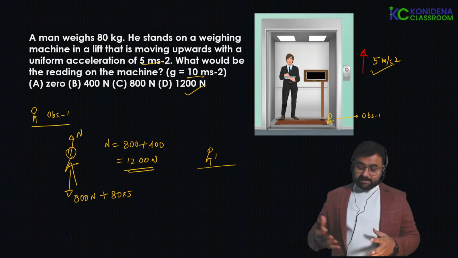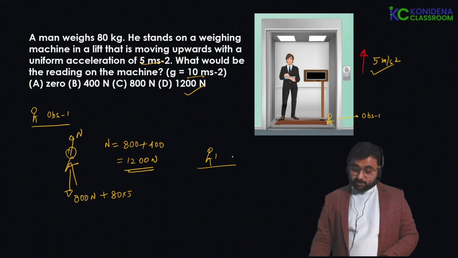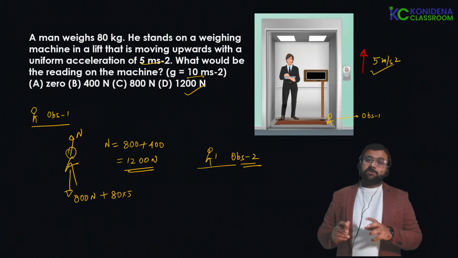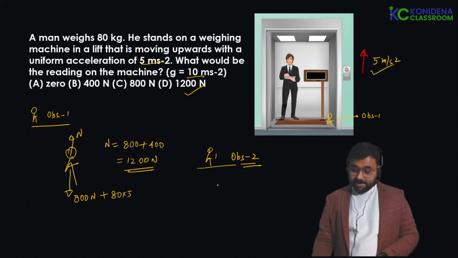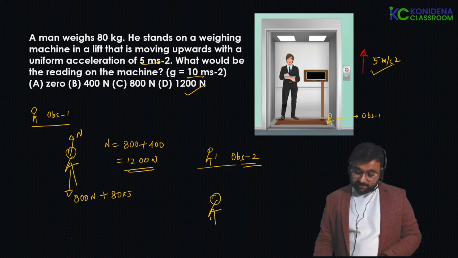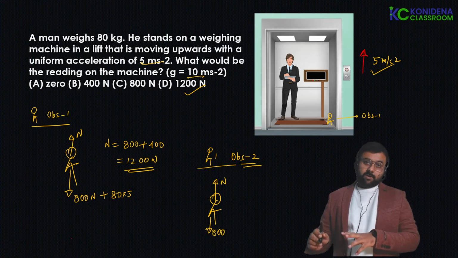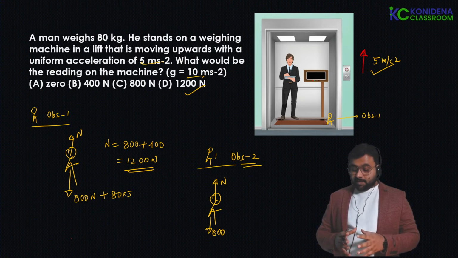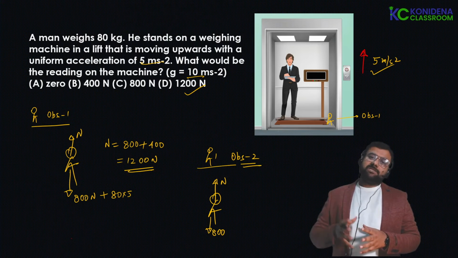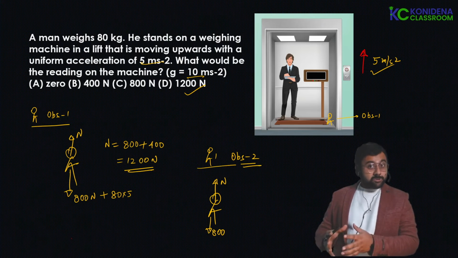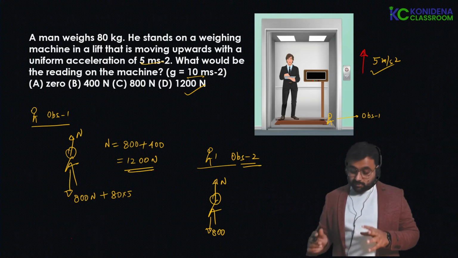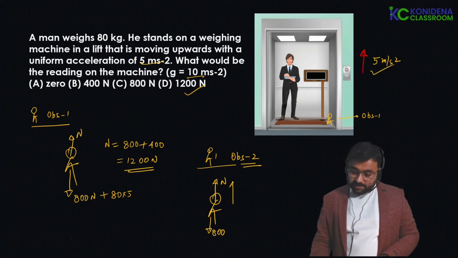Now let us talk about the other method. Let us talk about observer 2, who is standing on the ground. This observer will say that the man has weight 800 newton, and since he is going up, the normal reaction will be up. Observer 2 will also say that if the entire lift is going up with an acceleration of 5 meter per second square, this man is also moving with the same acceleration upward.